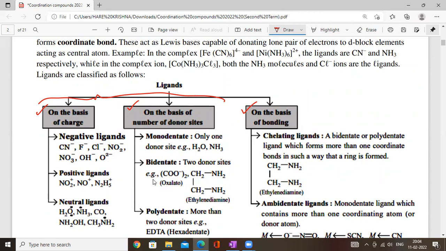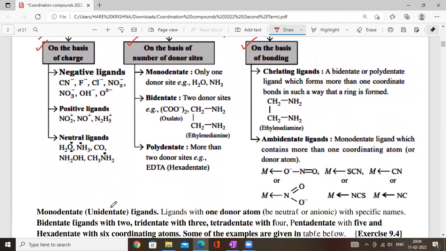But the most important classification that we are going to take up is on the basis of the number of donor sites present in it. The most important term over here is monodentate. Monodentate means containing only one donor site, like water, which has only one donor atom, and that is oxygen over here. Ammonia again has one donor atom, that is nitrogen. That's why it's called a monodentate ligand. Monodentate means which has only one donor site or one donor atom.